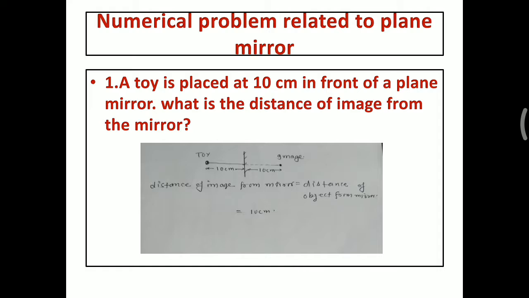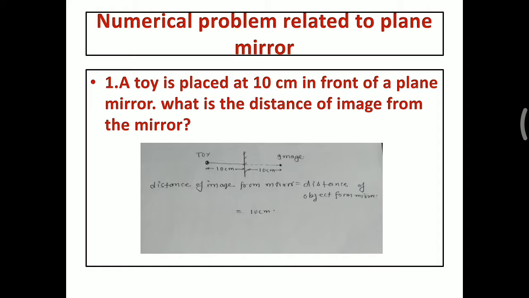A toy is placed at 10 centimeter in front of a plane mirror. What is the distance of image from the mirror? So here they asked the distance. You know the properties of a plane mirror, the distance related to the point. What is the distance related to the point? The distance between the object to the mirror is equal to the distance between the mirror to the image.